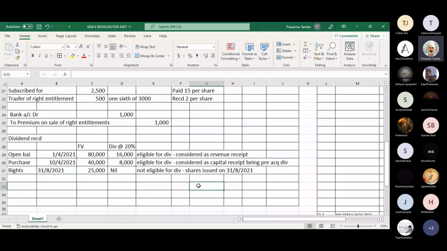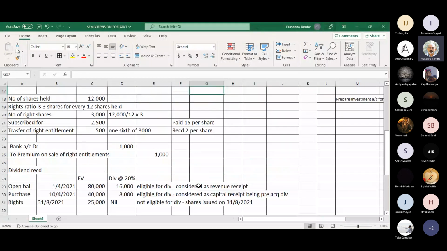A share will come into existence only when it is issued and allotted. So prior to that date, it will not be there. So how can you pay dividend on those shares which are not there in your balance sheet on 31st March 21, which are not in existence on 31st March 21? Are you getting my point? Okay, understood. So this is the only dividend that you will receive. Now the entry will be bank account debit to dividend and to investment account.